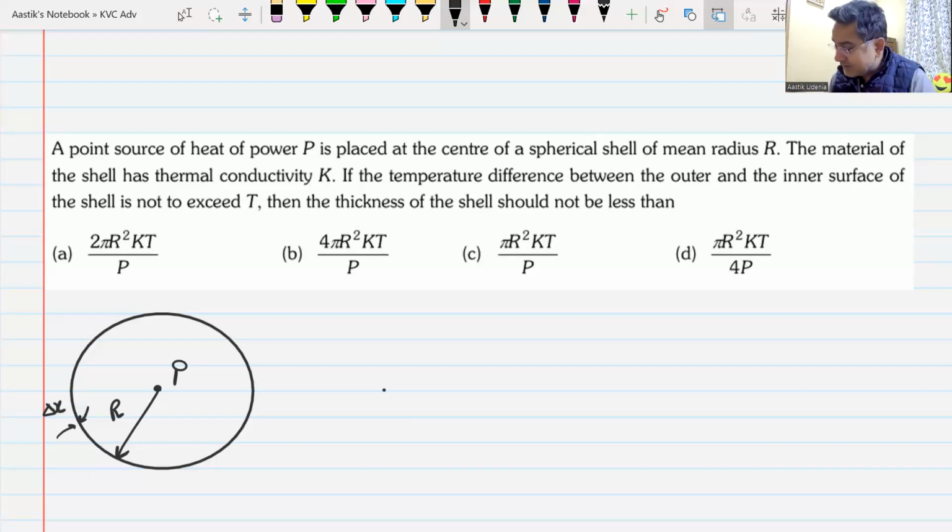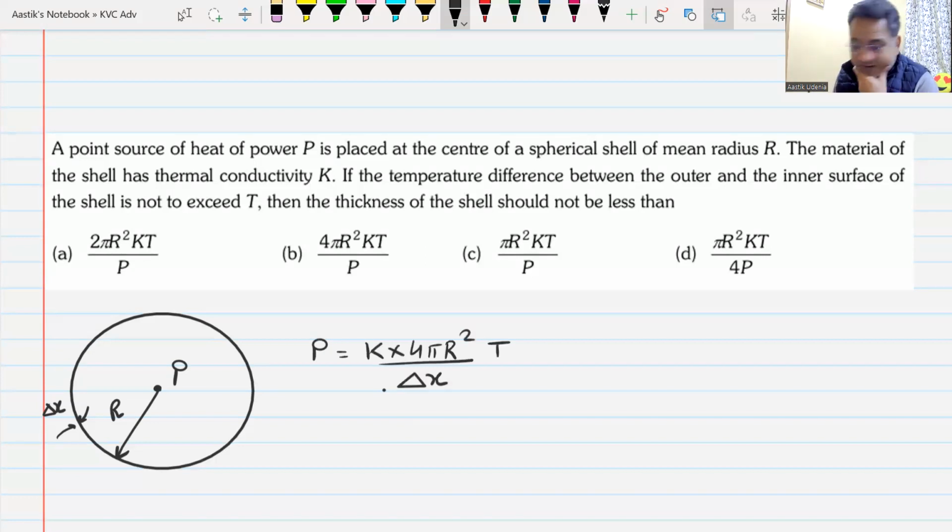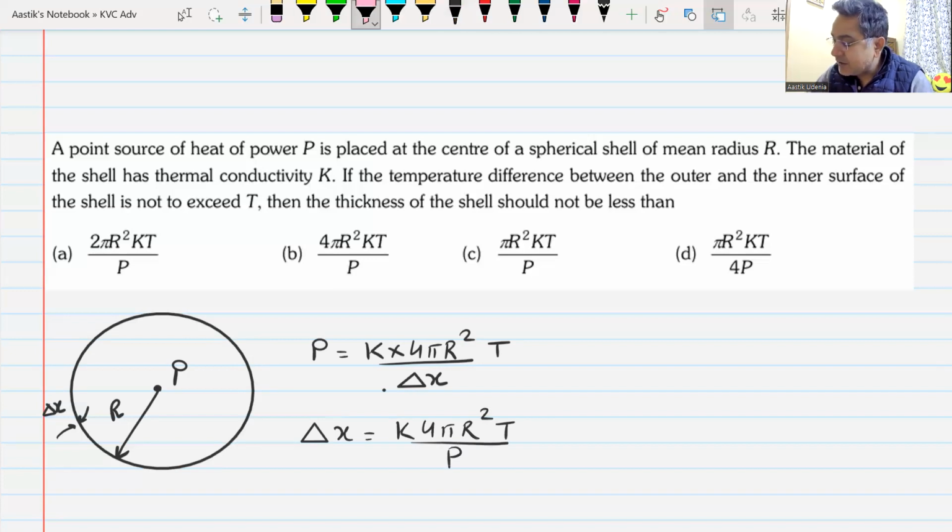The rate of heat given by this point source, the power is P, and that is the energy per unit time that has to be conducted. So that will be equal to K multiplied by the area. Area of this shell is 4 pi r square divided by delta x, which is the thickness of this shell, multiplied by the temperature difference. So from here you can find out the value of delta x, K 4 pi r square T divided by P. So the correct answer happens to be option B.